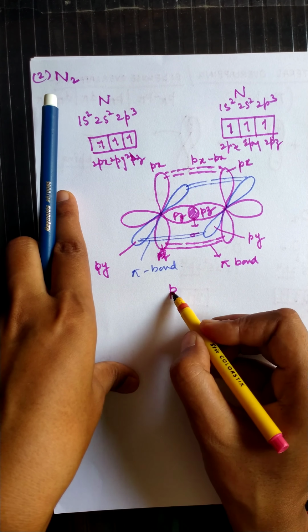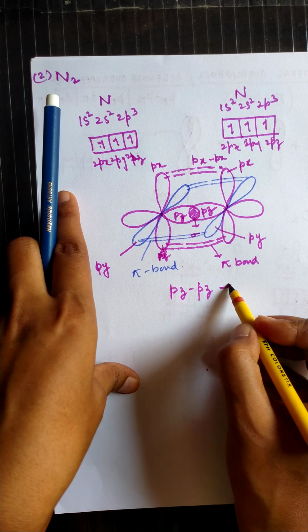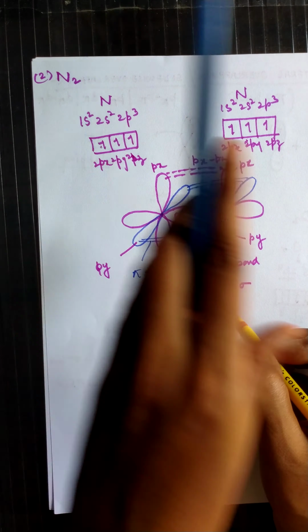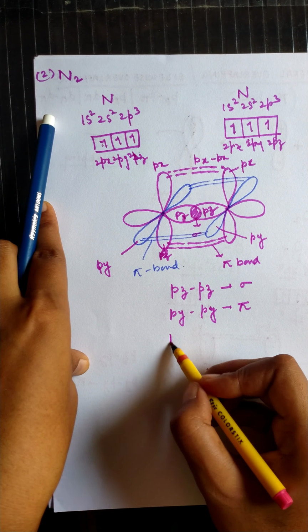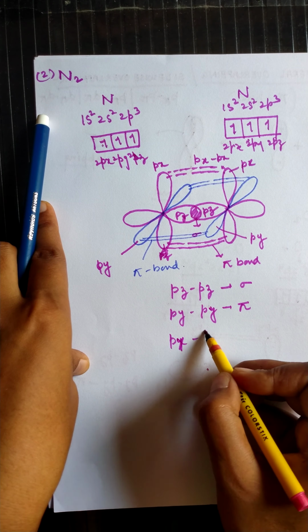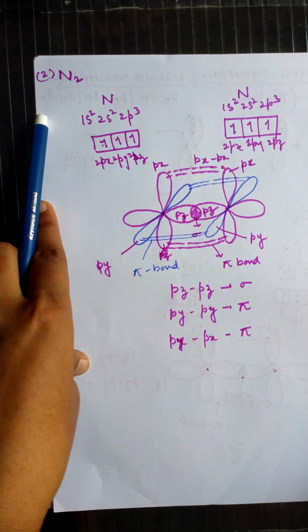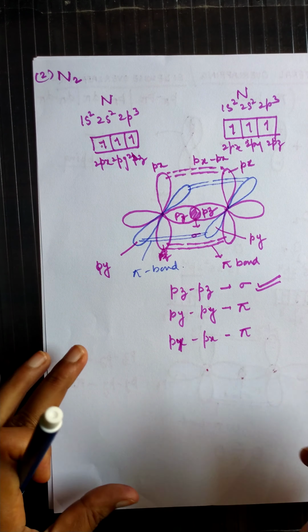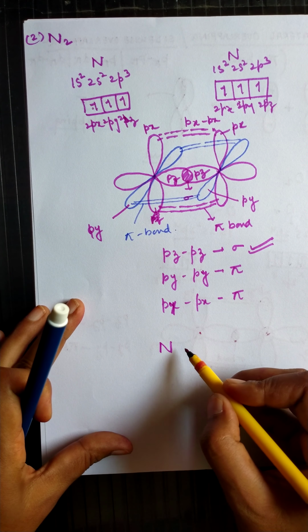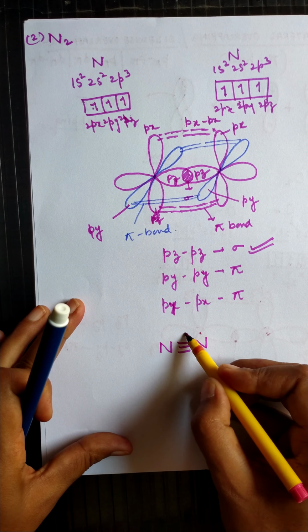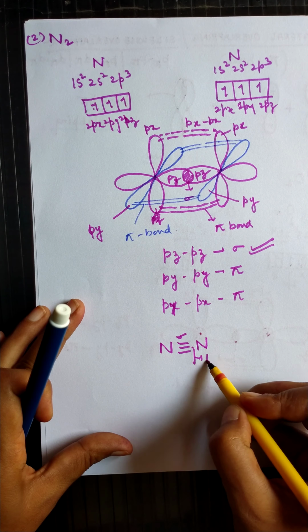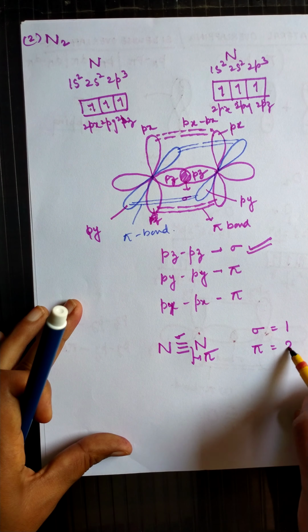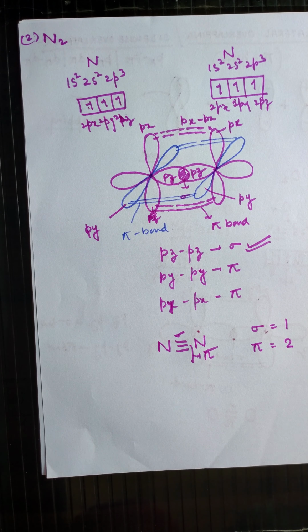So 3 types of bonds are there. By pz and pz, sigma bond is formed. By py overlapping, that is p pi overlapping, a pi bond will be formed, and by px and px, pi bond is formed. So 2 pi bonds, and the first one will be the sigma bond, which is formed by head-on overlapping. And we know that the structure of nitrogen is N triple bond N. So one is sigma bond and the rest of two are pi bonds. So sigma bond is equal to 1 and pi bonds will be 2 in case of nitrogen.